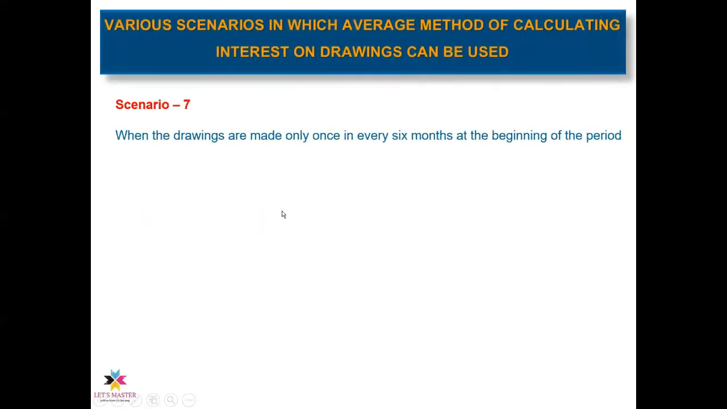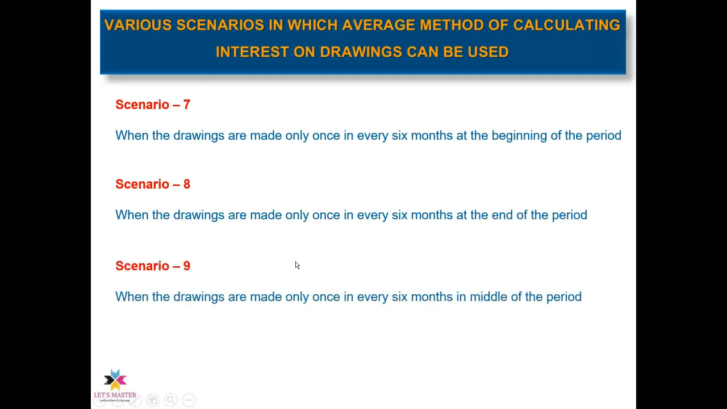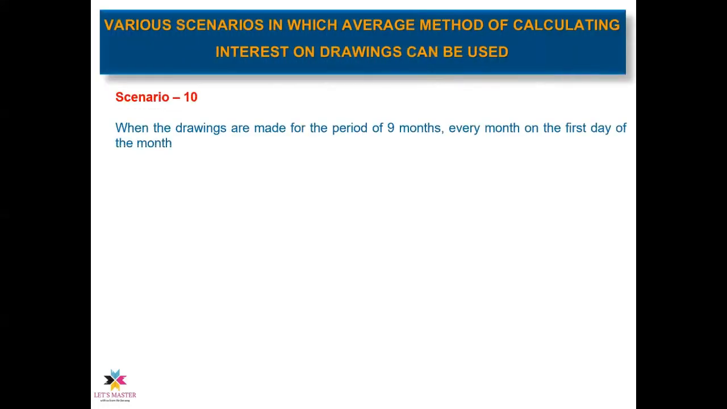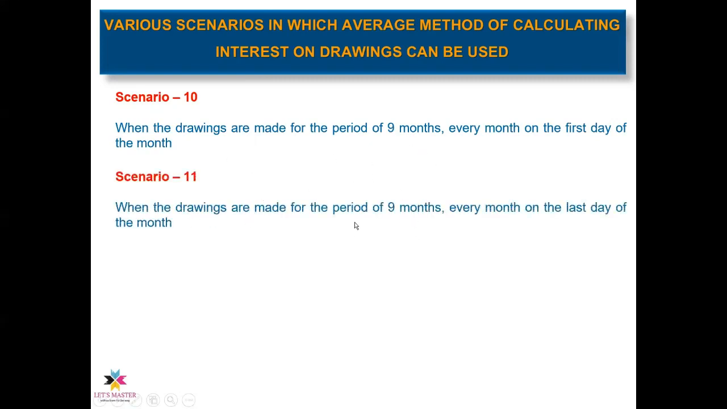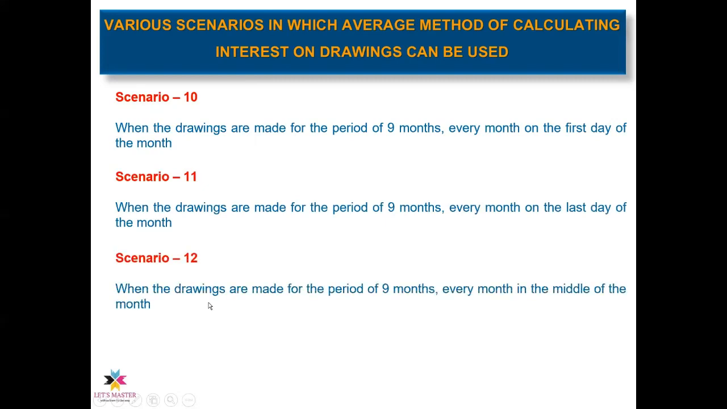Then if the drawings are made on 6 monthly basis or half yearly basis, then when the drawings are made only once in every 6 months at the beginning of the period, end of the 6-month period, or any time during the period of 6 months. And the last and very rare scenario, when the drawings are made for the period of 9 months. So the partners are making drawings once in every 9 months. Then also at the beginning of this period of 9 months, or at the end of this period of 9 months, or anytime during this period of 9 months.